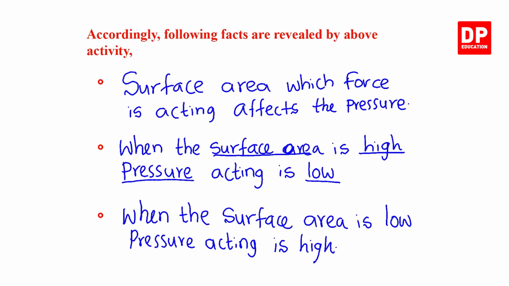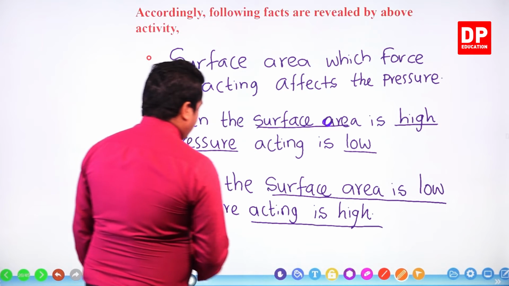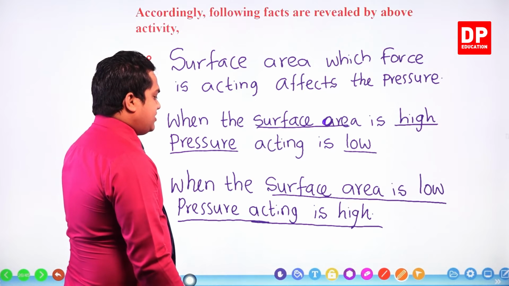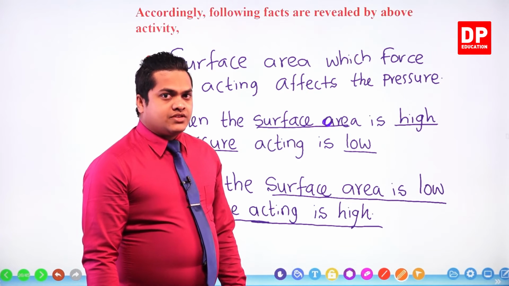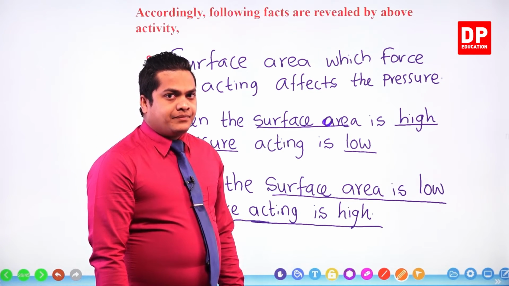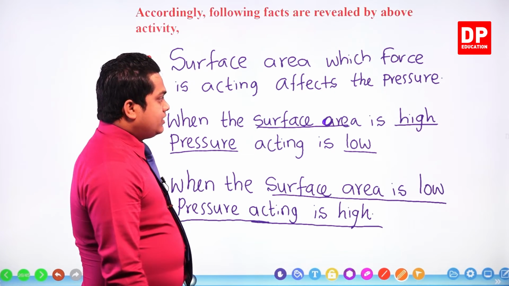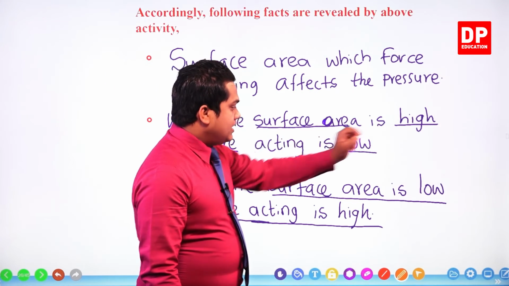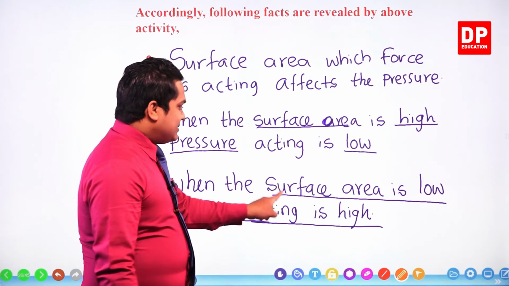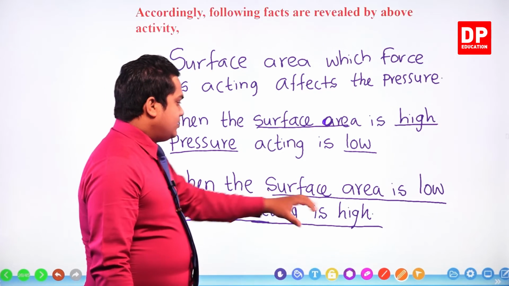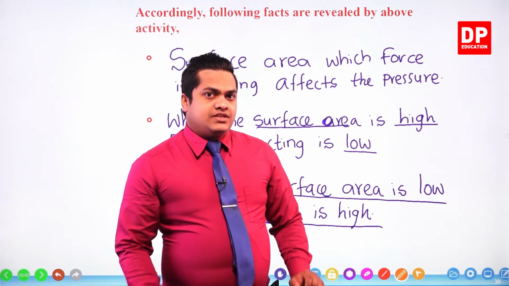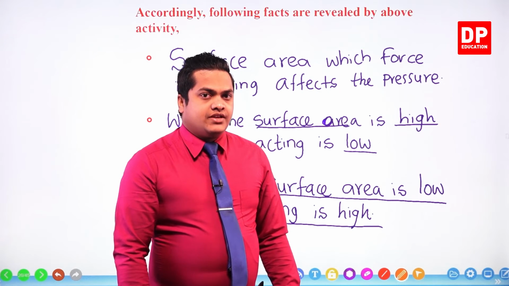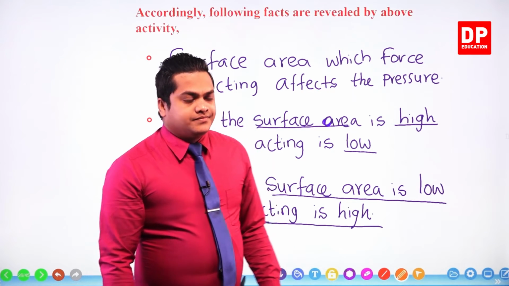So the other factor, when one thing is low, the other is high. The other factor, which is the pressure, is going to increase, or it's going to be high. So this is how the opposite relationship works. Surface area high, pressure low. Surface area low, pressure high. So this is the second factor that affects the pressure, my dear children. Right then.